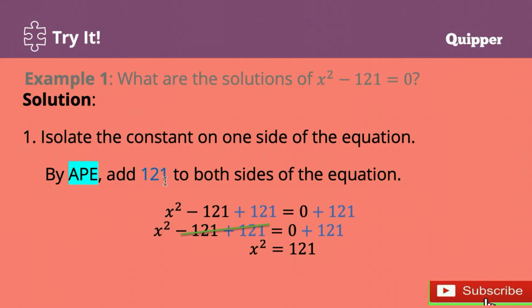This 121 is based on the given constant term in this quadratic equation. We have negative 121, and in addition property of equality, we need to add the opposite number of this constant term. So we have positive 121 on both sides. Now, negative 121 plus 121 is just 0. So we canceled it out. The remaining is x squared. And on the other side, we have 0 plus 121, and that is 121. Let's continue this one on the next slide.